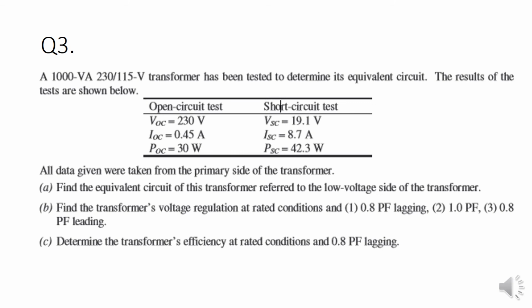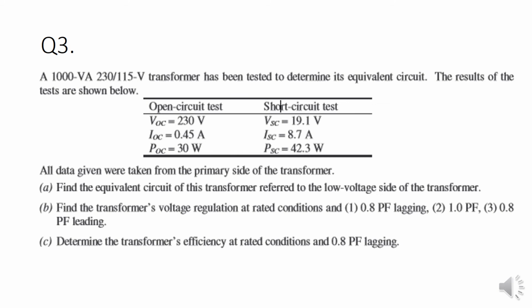Then if we consider the short circuit test, in the short circuit test, VSC is the input voltage that we are supplying after we short circuit the output. So when we short circuit the output, there won't be any voltage in there, right?